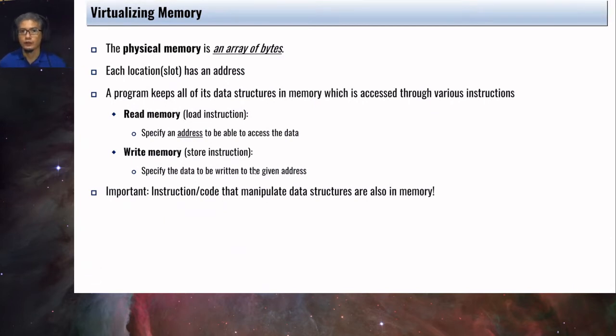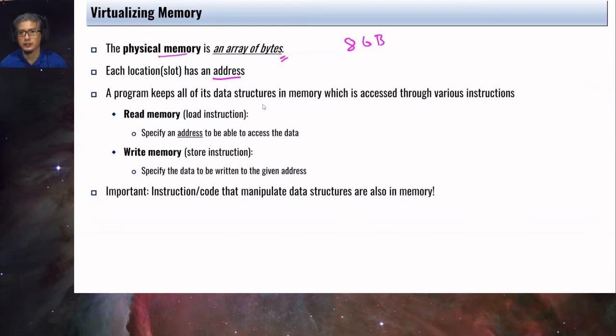Okay, so we move on next to virtualizing the memory. Now, the physical memory, the one that you buy when you are assembling your gaming rig, is what you call the physical memory. It's usually a fixed size. Typical is 8 GB in typical laptops, and it's actually an array of bytes. Each location in the physical memory is identified by an address. When talking about arrays, you can think of this as the index of the array.